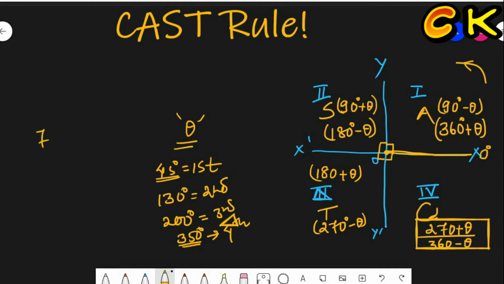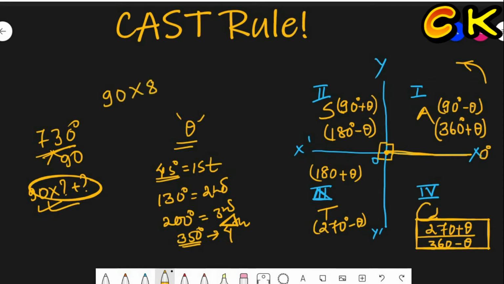Can you say in which quadrant 730 degrees lies? For that, we cannot say directly, so let's simplify it. First of all, we will divide it by 90. So 90 into how much plus how much is it? That you need to calculate. So 90 into 8 plus 10 degrees. 90 into 8 plus 10 means 730 degrees. So let's go 8 times. It is 8 times a multiple of 90. 90 degrees means one quadrant, so 8 times you should go.